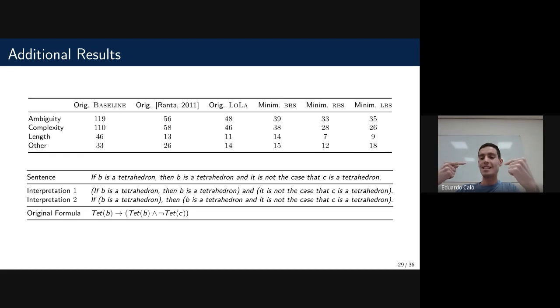But this does not happen when these formulas are generated in natural language. So when you translate formulas, so a formal language, into natural language, you get ambiguities that you do not have in the original formulas. So that's why we really need to focus on how to generate sentences which cancel out or reduce ambiguity.